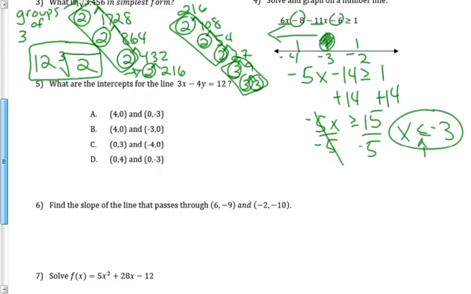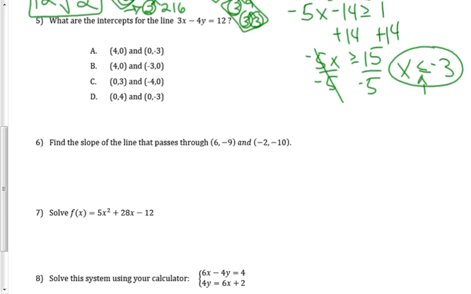Moving on to number 5. What are the intercepts for the line 3x minus 4y equals 12? So the intercepts, we look at each individually. So our x-intercept, we're just looking at the x. Divide both sides by 3. So we get an x-intercept of 4 or 4 comma 0.